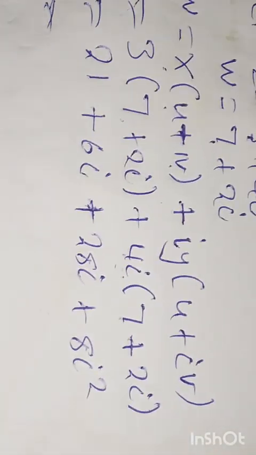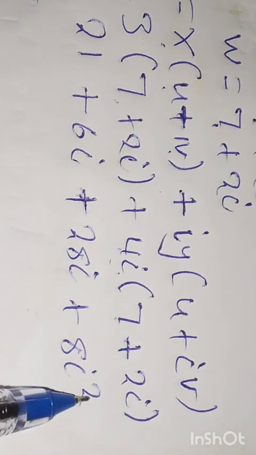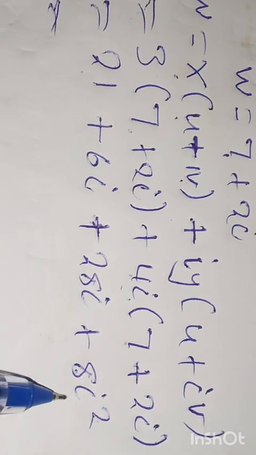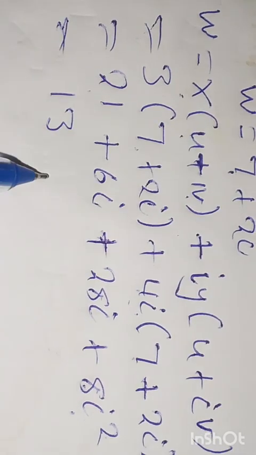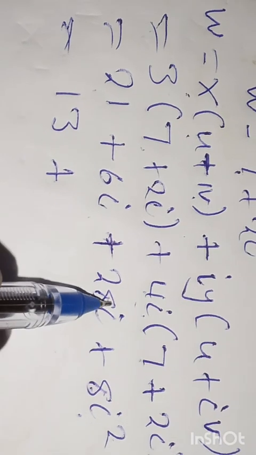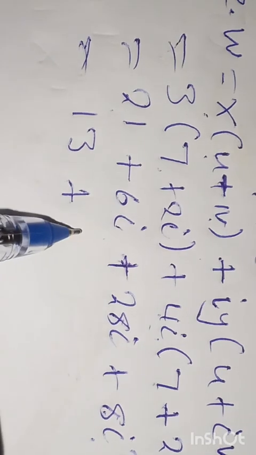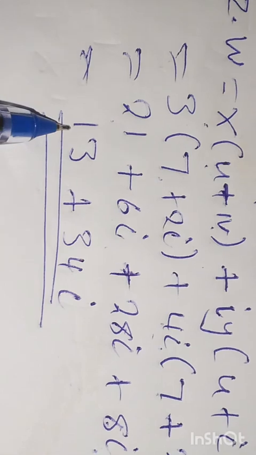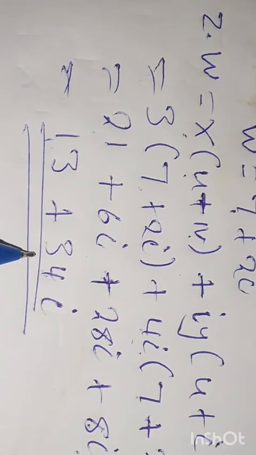So again you go back to i squared. You know that i squared is -1, so -1 times 8 gives -8. So 21 minus 8, you're going to have 13, plus 6i plus 28i, which will be 34i. This is our real part and this one is our imaginary part. So the final answer is 13 plus 34i.